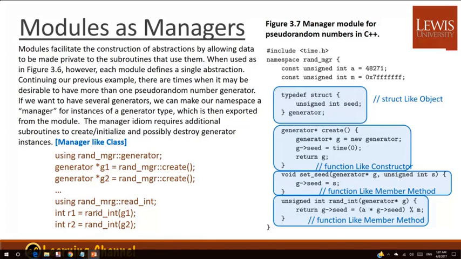And then we can call this random number generator if we use this random number manager double colon with the function that we can call, the random number generator G1, and then get the random number from G1 and return it to R1. Same thing for G2 to R2.